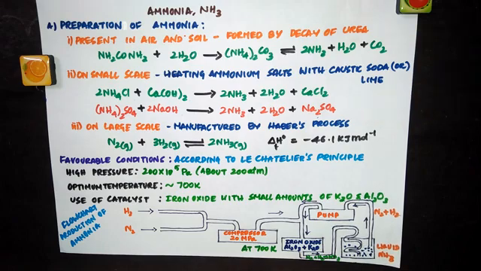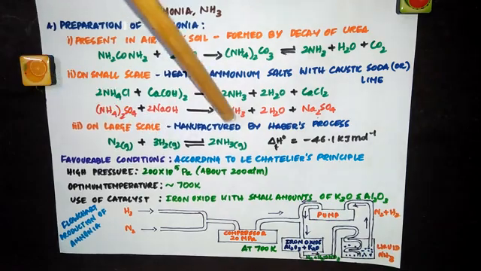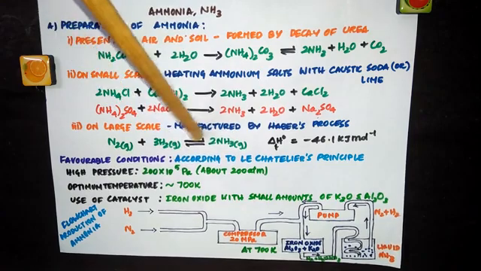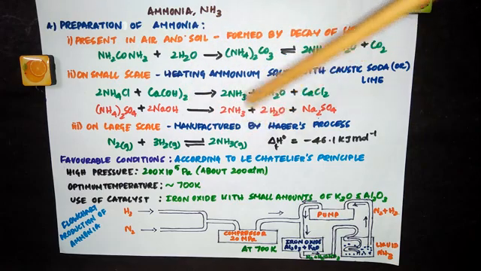For large scale preparation, which means for the manufacture of ammonia, you're going to do it by a process called Haber's process, which we have seen already. But here we are going to see it in more detail. So you're going to take nitrogen, treating it with hydrogen gas gives you ammonia. See, N2 gas plus 3H2 gas gives you 2NH3 gas. And this reaction is an exothermic reaction. Exothermic means heat is given out.